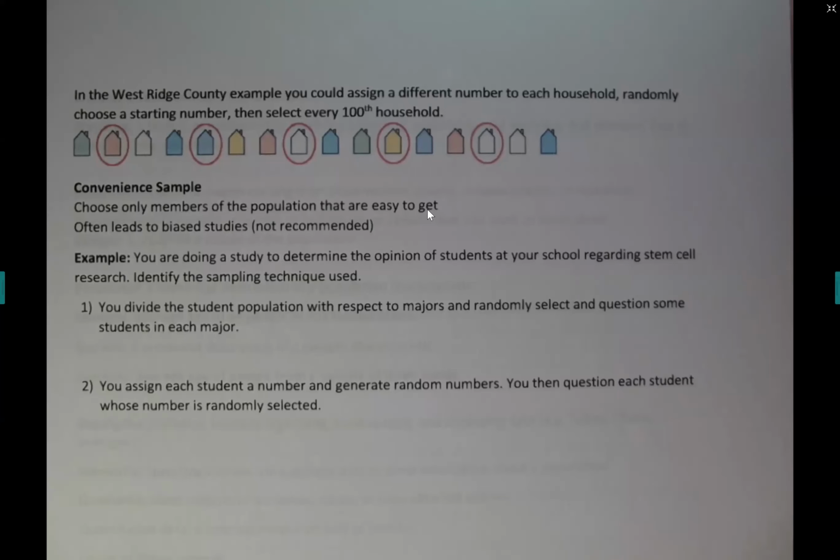It's biased. It does lead to biased results. What do you think? What's wrong with this one? What kind of bias do you think I'm going to get out of this survey?